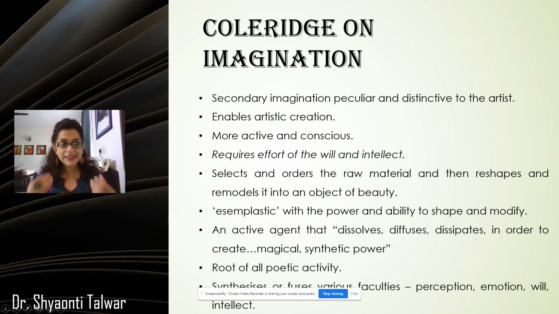And he believes that it is secondary imagination which is a higher, more evolved, more sophisticated, and less common kind of imagination which synthesizes or fuses the various faculties, perception, emotion, will, intellect, and brings these together to create something beautiful. And it is this unifying power of the imagination which is best seen when it synthesizes or fuses the various faculties of the soul. So, in other words, when it fuses the emotional with the material, the external with the internal, the objective with the subjective, and the physical with the intellectual.